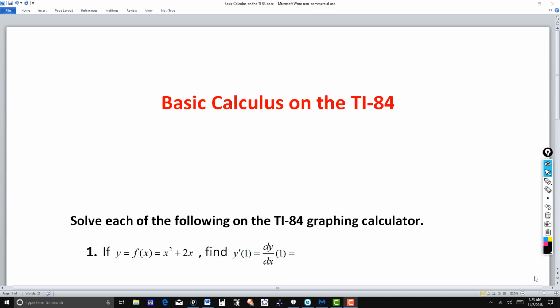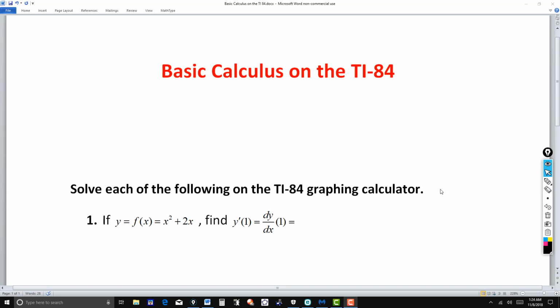In this video, I'm going to go over how to do some very basic calculus on the TI-84 graphing calculator. Calculus basically involves two procedures: the derivative and the antiderivative, or the integral, and related topics. Basically, it's two types of problems that you encounter. And the complexity of the problems you solve is going to depend on the functions that you're dealing with.